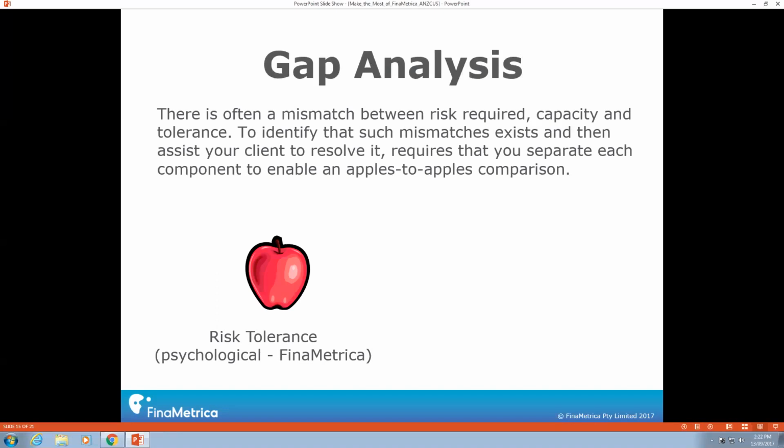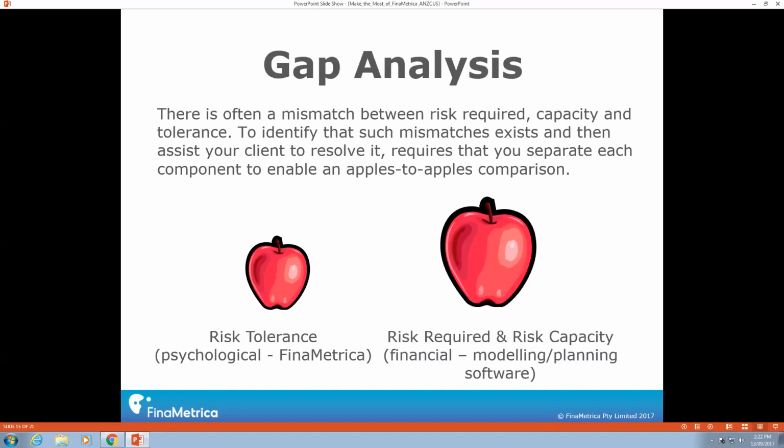The second part of the gap analysis is the risk required and risk capacity calculation. Now, this part is usually done using your financial or planning software to come up with the appropriate portfolio to meet your client's goals and capacity within the right time frame and so forth.